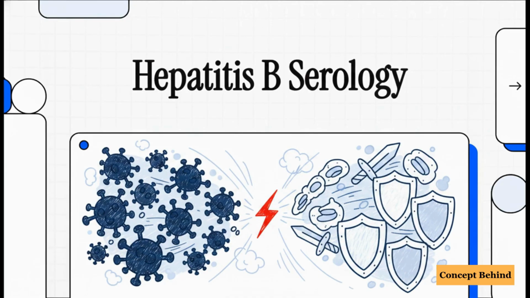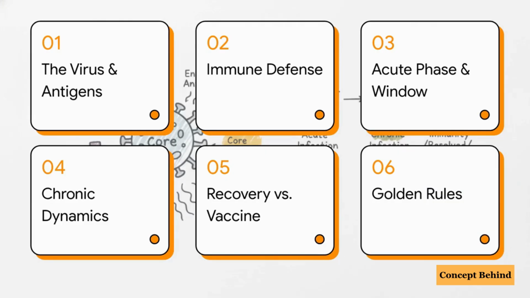this viral war. Here's our roadmap for today. We're going to systematically cover the virus and its antigens, the immune system's antibody defense, acute infection and that tricky window period, chronic infection dynamics, recovery versus immunization, and finally, the golden rules of hepatitis B serology. Let's get right into it.